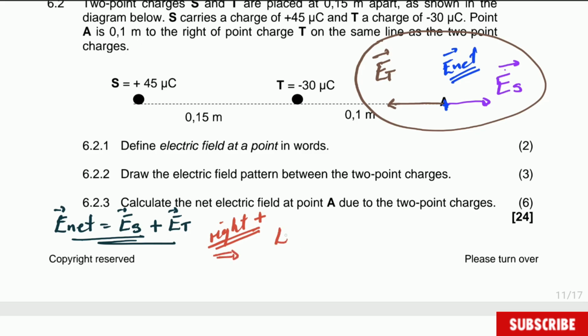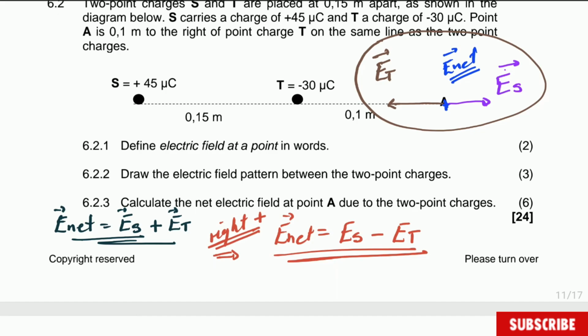Okay, so from here is where we write the new one. We say E net, same story, is equal to ES, which is positive because I say right is positive, minus ET, which is negative because I say right is positive, and ET is pointing left. Okay, so this is important in this case. And then guys, the rest is substitute and calculate.